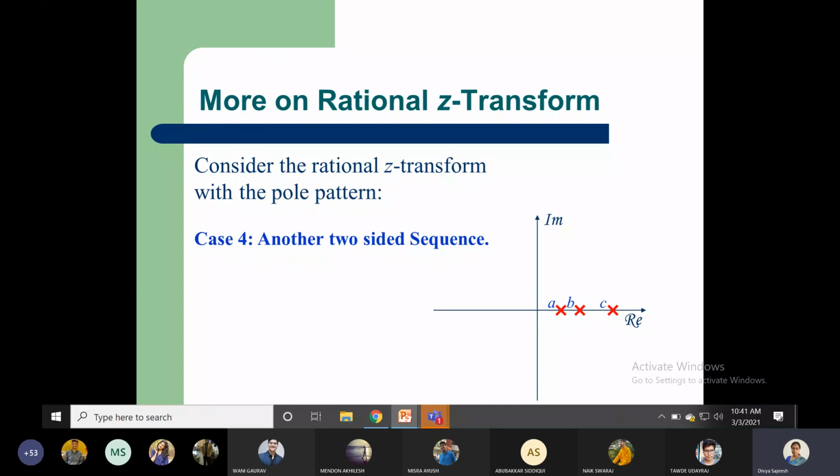The same thing, another two-sided sequence can be greater than B and less than C. So two sequences are possible in the same pattern.